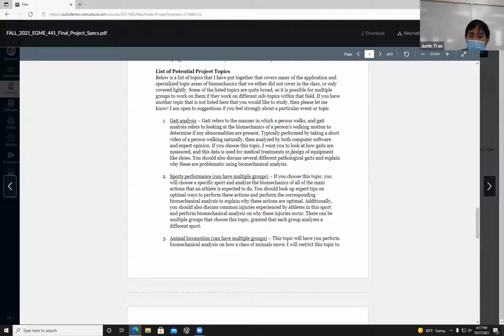Okay. If you choose this topic, I want you to go from scratch about what gait actually is, what people are looking for when they watch your gait, and how does that affect either the shoes that you wear, or what kinds of pathologies that you can have, and all those things.